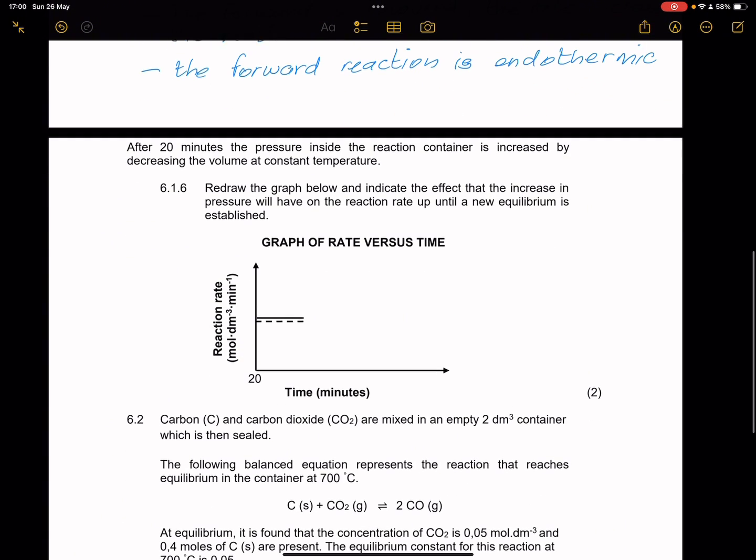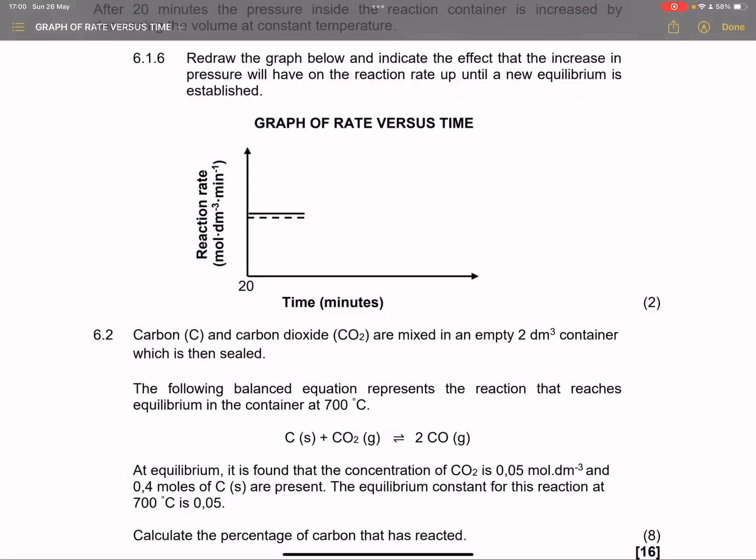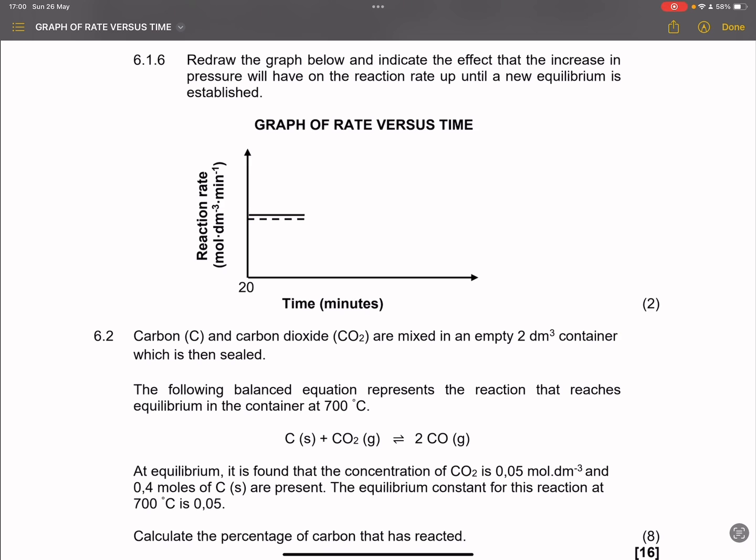So what's going to happen? They say to us, redraw the graph below and indicate the effect that an increase in pressure will have on the reaction rate up until a new equilibrium is established. Now, what we will see, I know my graph will not really be the best, but the dotted line will be the one that surges up the most, right? And thereafter, of course, it will surge up initially, but eventually we get to a point where we are going to reach another equilibrium.